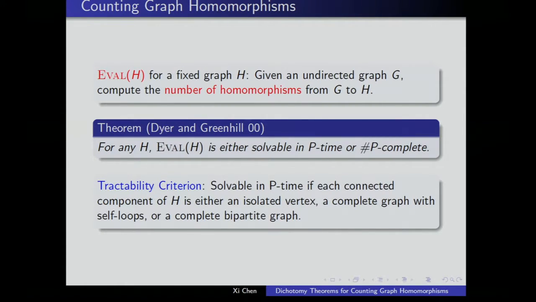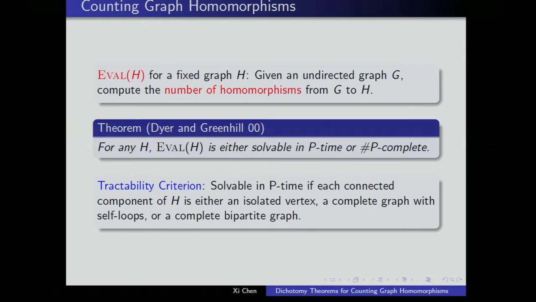Now we're interested in the counting version. So let's just give the notation, which we'll see again and again in this talk. Given a fixed graph H, I'm going to use Eval(H) to denote the following problem. The input is the graph G, H is fixed, and we're interested in computing the number of homomorphisms from G to H.